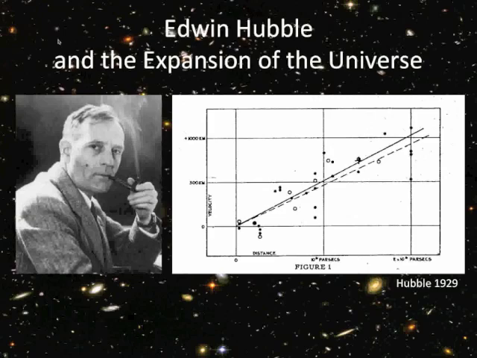So in reality, during Hubble's time, there were a few other astronomers that did similar work and reached similar conclusions to him, including George Lemaitre and Vesto Slipher. But Hubble's work was by far the most influential in the astronomical community, and he's widely recognized as the discoverer of the expansion of the universe. So what did Hubble do?